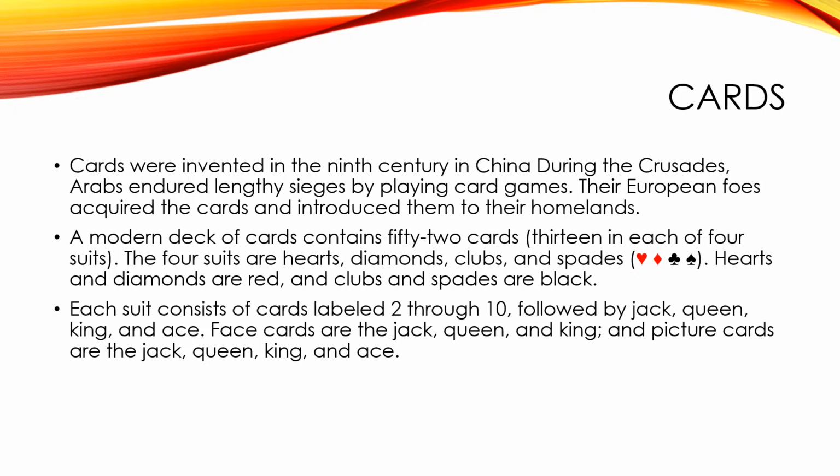Arabs endured lengthy sieges by playing card games, and during that time the Europeans acquired the cards and then introduced them to their homeland. So they took them back home and started playing cards in Europe. A modern deck of cards contains 52 cards, which means there are 13 in each of the 4 suits. So the 4 suits are hearts, diamonds, clubs, and spades. Hearts and diamonds are red, clubs and spades are black.